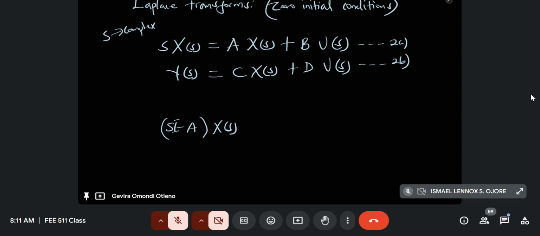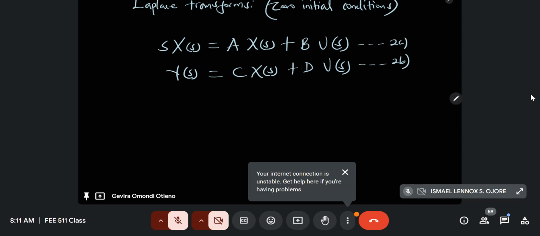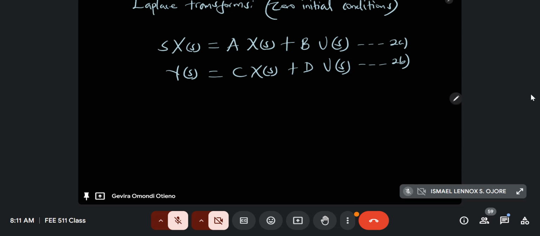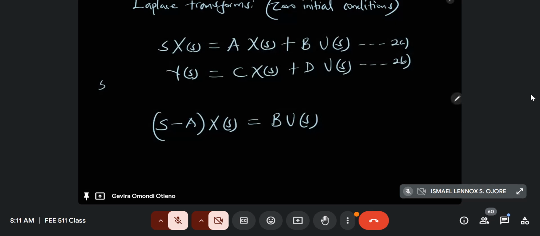Let me do this again, nice and slow. If we were to take this on the left-hand side, if we are doing the normal, we would say s minus A x of s equals B u of s. But the term s has to be in a matrix form. It's not a scalar quantity. This has to be a matrix form. We must represent it as a matrix.